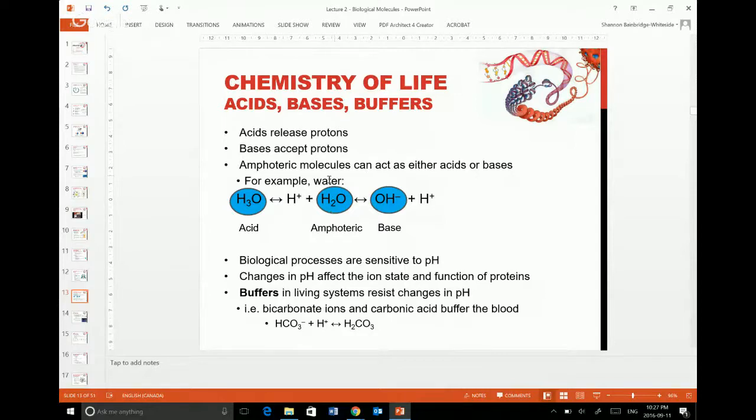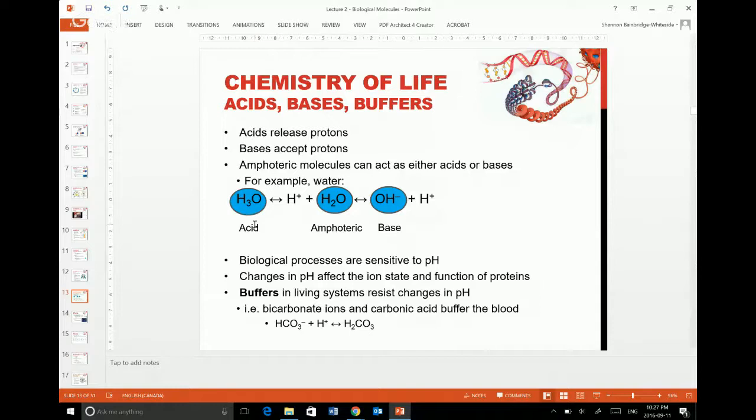So water is an example of that. In both cases, it's a fairly weak acid and base, but under the right circumstances, it is capable of donating a proton and becoming a base, or it's capable of accepting a proton and becoming an acid.